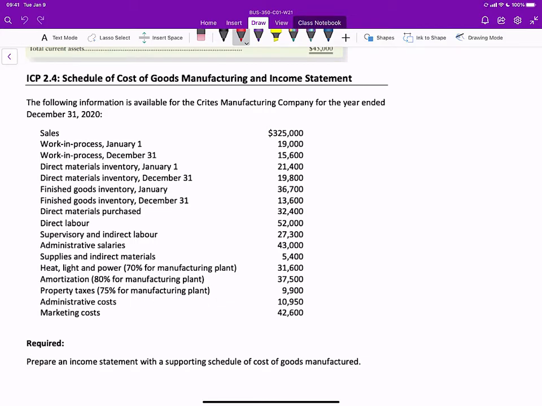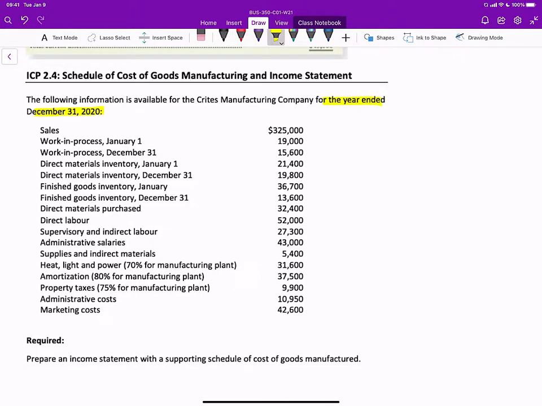Okay, so let's work through this ICP 2.4 here for Creets Manufacturing Company for the year ended December 31st, 2020. This looks like a lot of information, but it really isn't that bad and shouldn't be overwhelming. But what you want to do basically is first kind of categorize the information that you have, and this is a good review for what we just covered in class regarding the different kinds of costs.